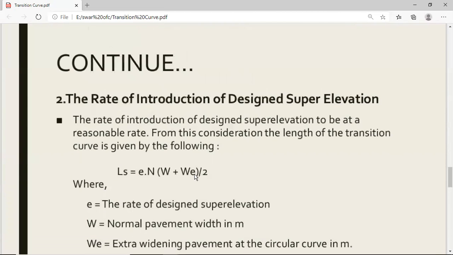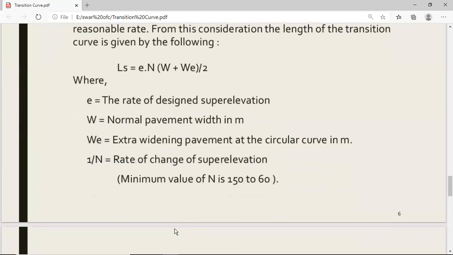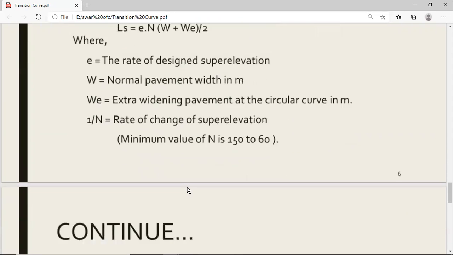The next is the rate of introduction of design super elevation. The design super elevation is to be introduced at a reasonable rate. From this consideration, the length of transition curve is given by the following: L equals e multiplied by N (W plus We) upon 2, where e equals rate of design super elevation, W equals normal pavement width in meters, We equals extra widening of pavement on circular curve in meters, and 1 upon N equals rate of change of super elevation. Maximum value of N is 150 to 60.